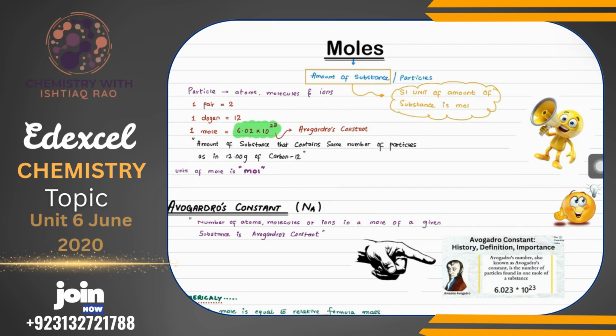In the periodic table you can see the mass of carbon is 12.00 grams, so I have to mention it in the definition. Generally, you can say mole is nothing but the number of particles. But when the examiner asks, you are supposed to write: amount of substance that contains the same number of particles as in 12.00 grams of carbon-12. That's the definition of mole from the examiner's point of view.